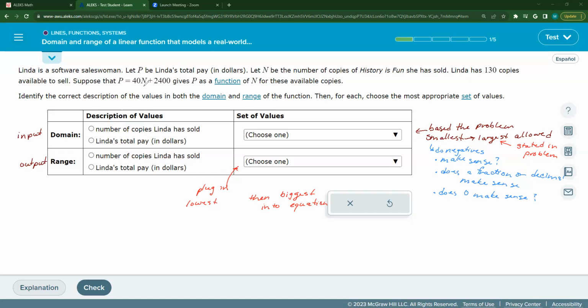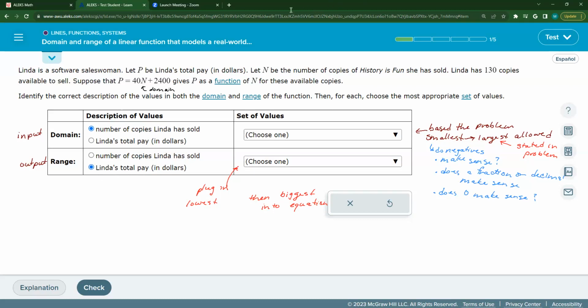All right, so this is domain. Domain is N. N is the number of copies. So I'm going to pick that to start with. So number of copies. That means the range is going to be the P, and P is total pay. So that is what the result is, she gets paid based on what she has sold.